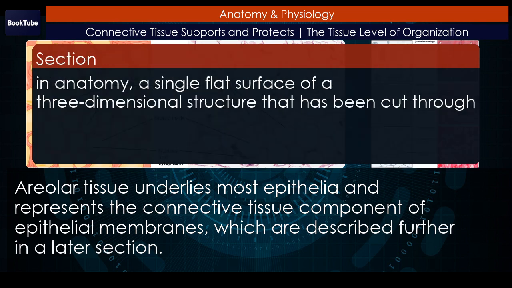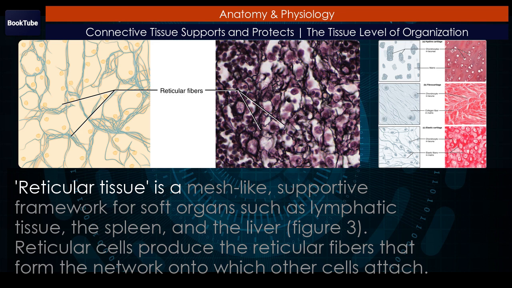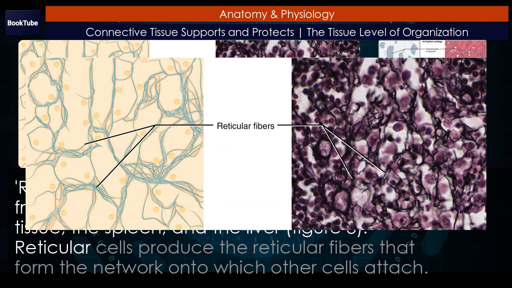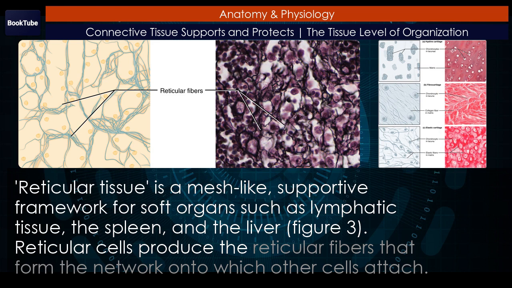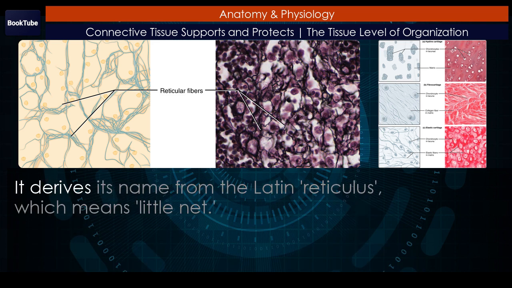Reticular tissue is a mesh-like, supportive framework for soft organs such as lymphatic tissue, the spleen, and the liver. Figure 3. Reticular cells produce the reticular fibers that form the network onto which other cells attach. It derives its name from the Latin, reticulus, which means little net.